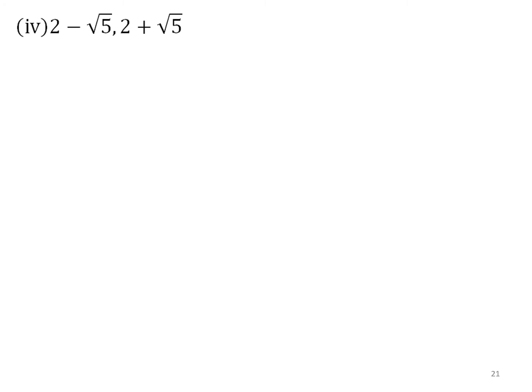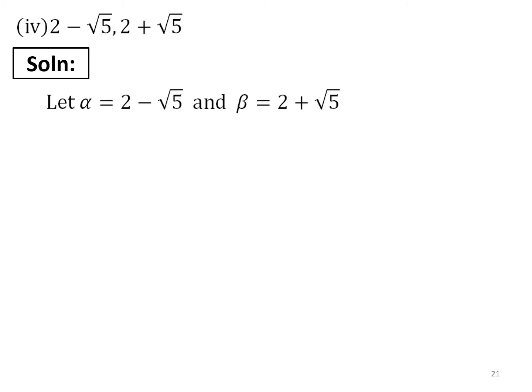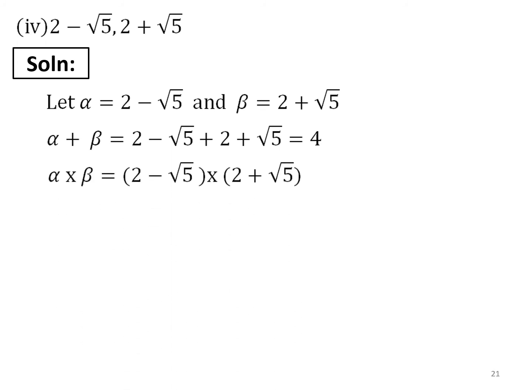Fourth question, 2 minus root 5 and 2 plus root 5. Considering alpha as 2 minus root 5 and beta as 2 plus root 5, alpha plus beta is equal to 2 minus root 5 plus 2 plus root 5. Minus root 5 plus root 5 gets cancelled. So you are left with 2 plus 2, which is equal to 4. Alpha into beta is 2 minus root 5 into 2 plus root 5.